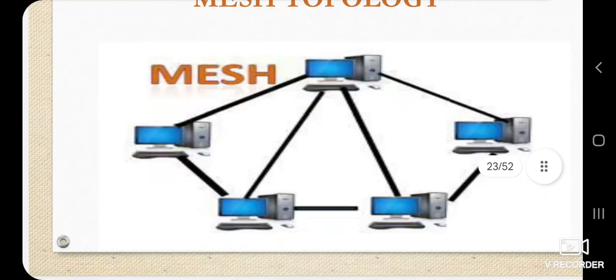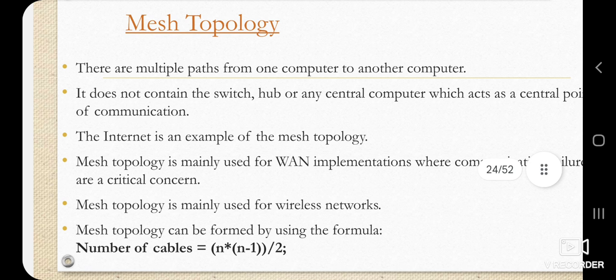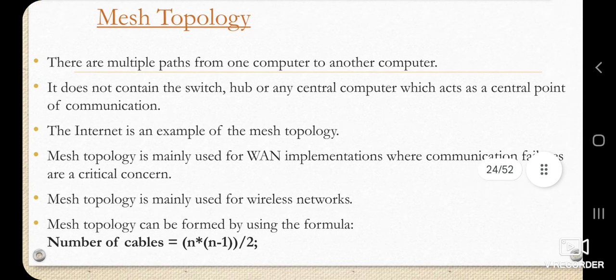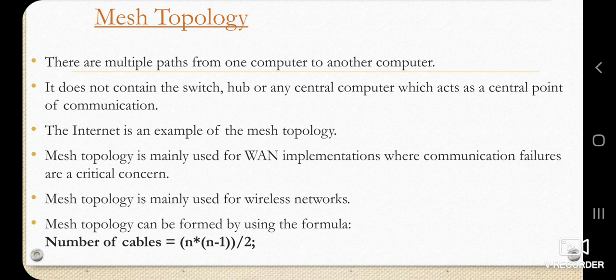Next is the mesh topology. Mesh topology: there are multiple paths from one computer to another computer. It does not contain switch, hub, or any central computer which acts as a central point of communication. The internet is an example of the mesh topology.